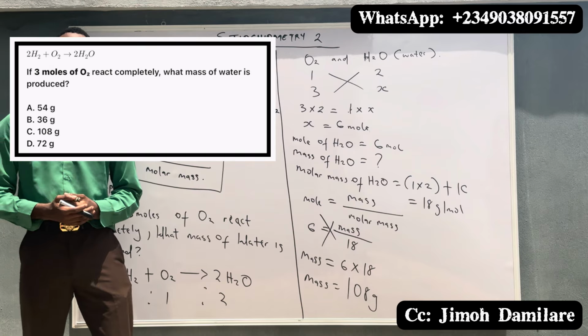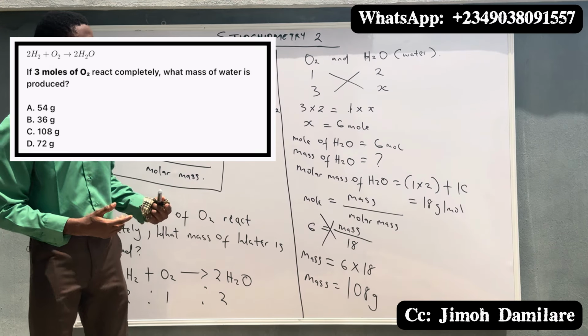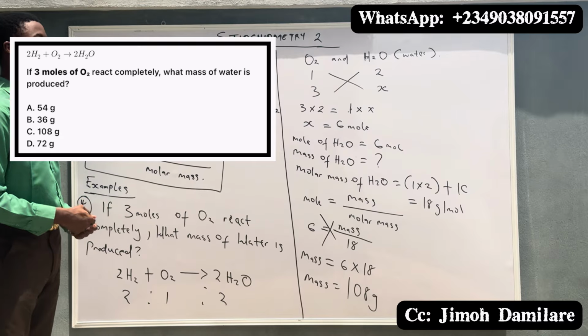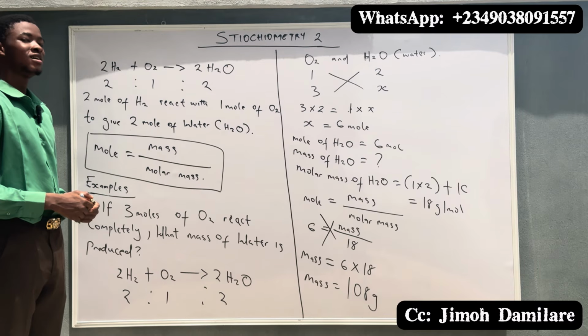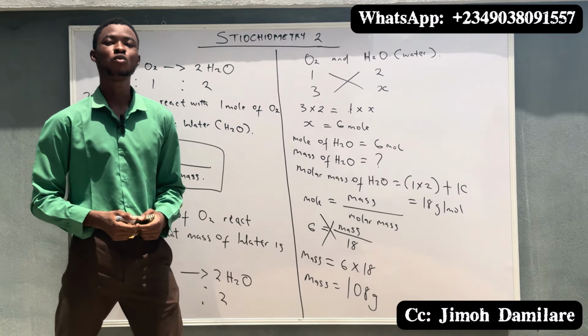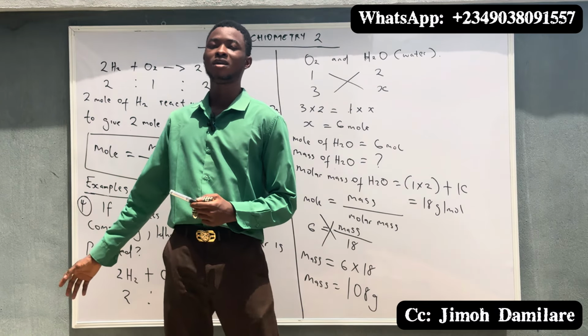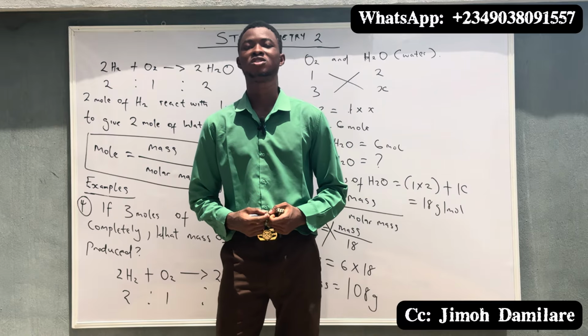You can see this stoichiometry is very, very simple. You just have to put your mind on what is going on and follow it step by step, and you get your final answer. So let's look at the fifth example on the stoichiometry under mole ratio in a chemical equation.